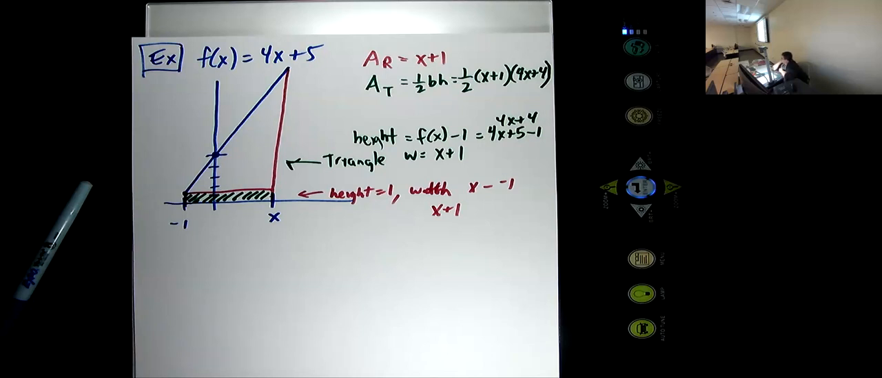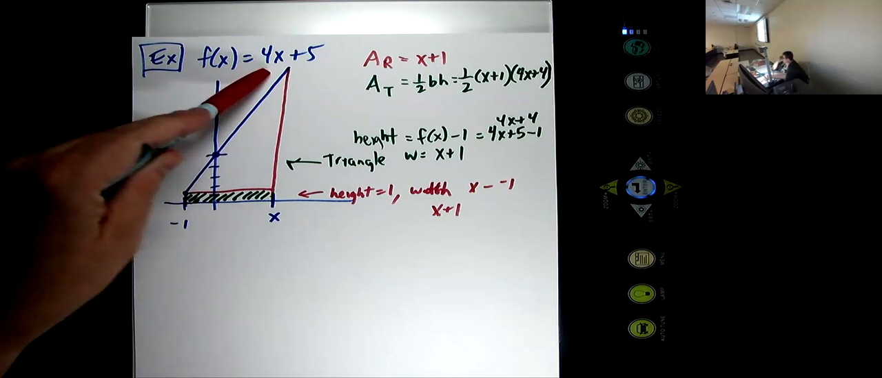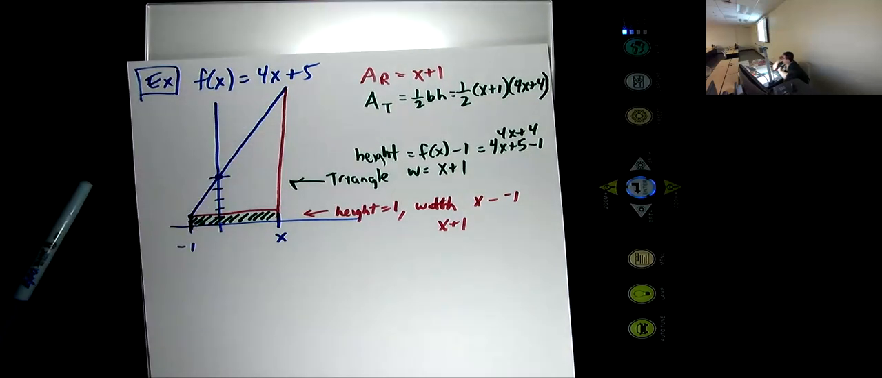Yeah. How'd you get the slope? How did I get the slope? What do you mean? I didn't even use the slope. 4x plus 5 is just the function given to us. Good question.